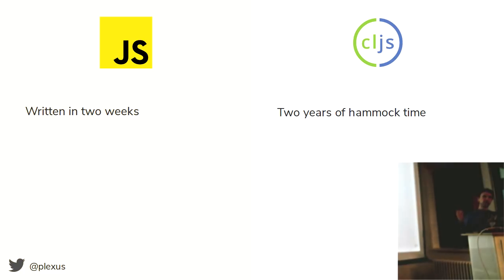The person who created Clojure, and also ClojureScript, Rich Hickey, has this philosophy of hammock-driven development. He basically spent two years reading books, looking at what other languages were doing, thinking about what problems the industry was facing, and then in the end came up with Clojure.